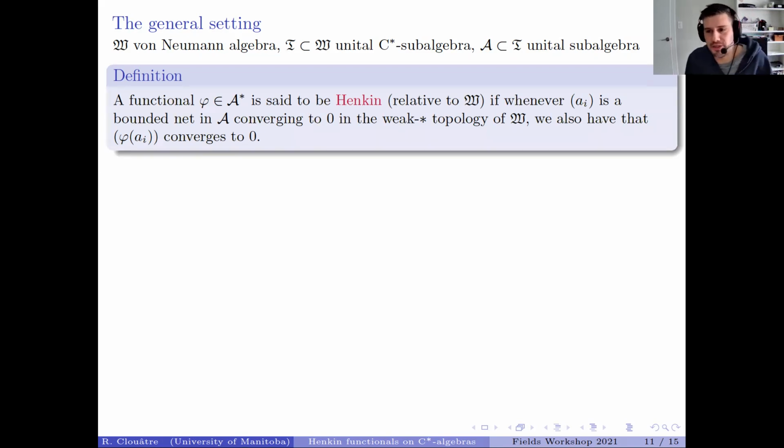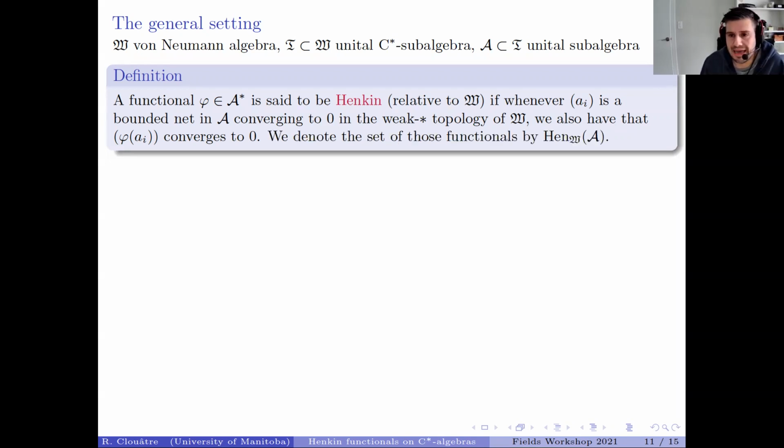Okay, so this is the definition here. We want to be looking at something that looks like a Henkin measure. I'm going to take a functional defined on the small algebra A. I'm going to call it Henkin relative to W if, as before, it is as weak star continuous as you can ask of it. So whenever you have a bounded net a_i in the algebra A that converges to 0 in the weak star topology of W, then the corresponding sequence of numbers that you get when you apply phi converges to 0. The set of such things I will denote by Hen_W(A).